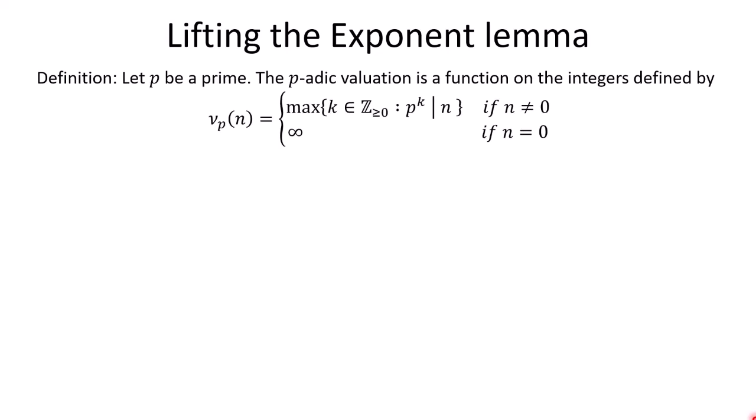Before going into the lemma, we need to define a function. Let p be a prime. We define a function known as the p-adic valuation, defined on the integers. You put in the integer, and what it spits out is the maximum power of the prime that divides the integer. So if the prime doesn't divide the integer, the maximum power is 0. If p squared divides the integer but p cubed doesn't, then the maximum power is 2. If n equals 0, we just define it to be infinity. So this is the p-adic valuation function.